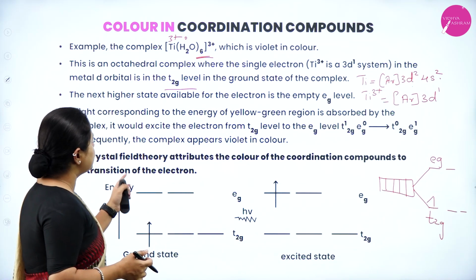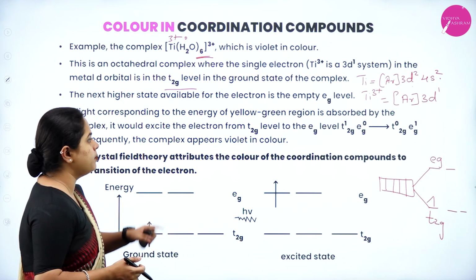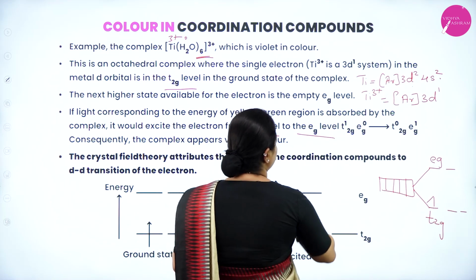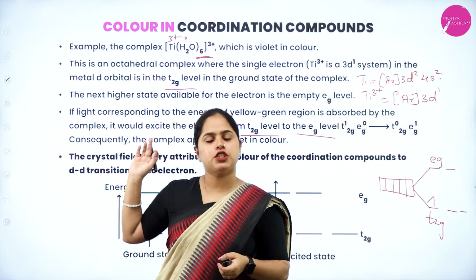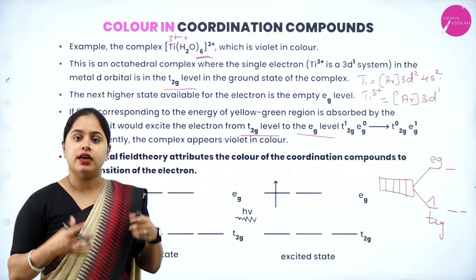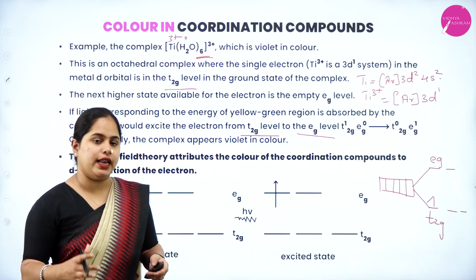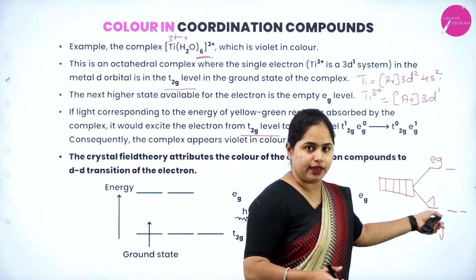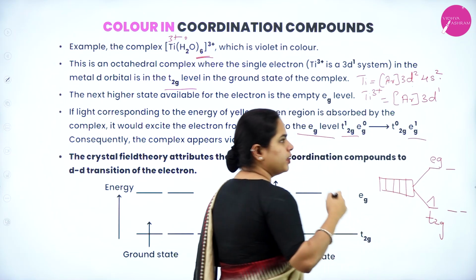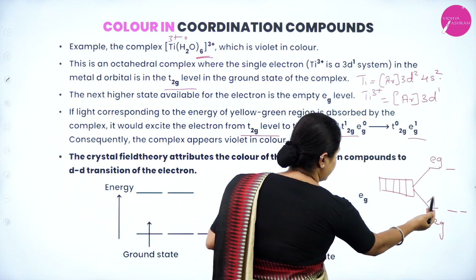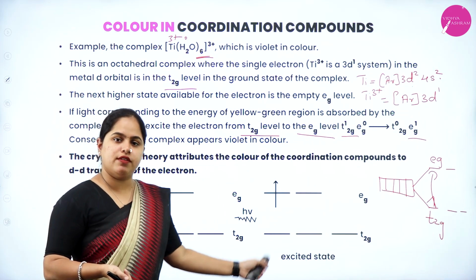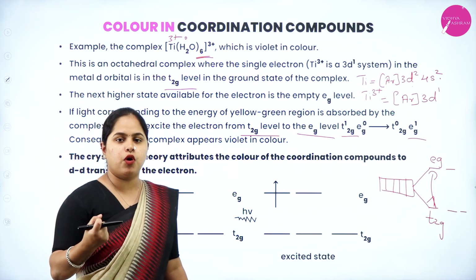If light corresponding to the energy of the yellow-green region is absorbed by the complex, it would excite the electron from the T2g level to the Eg level. That means when the coordination compound of titanium absorbs the yellow-green light, the one electron present in T2g will jump to the higher energy level Eg.